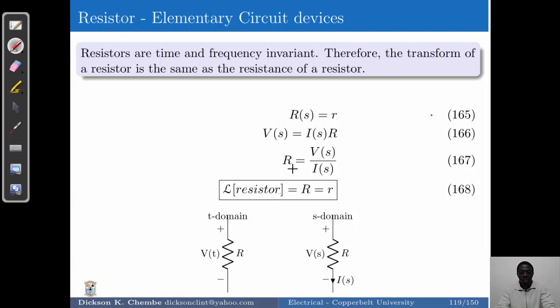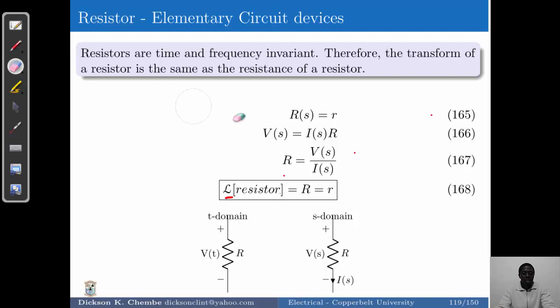And if we take the ratio Vs divided by Is, we simply get the resistance, which is R. So there's no change in the value of the resistance, even when you take the Laplace transform. The resistance stays the same.